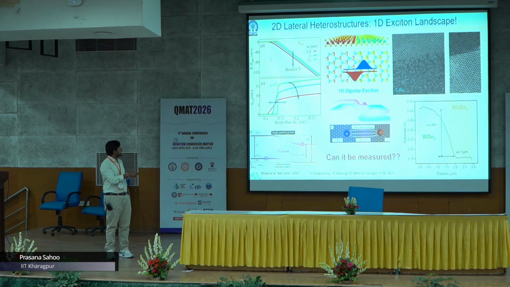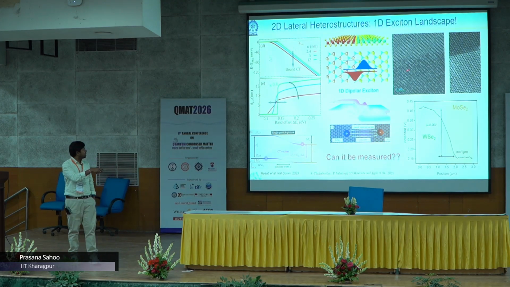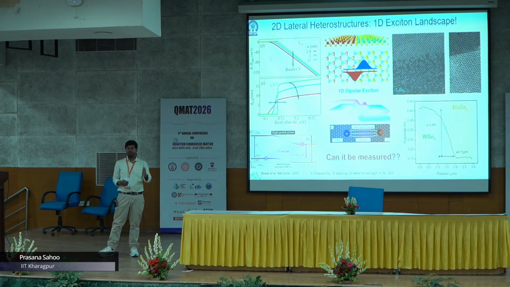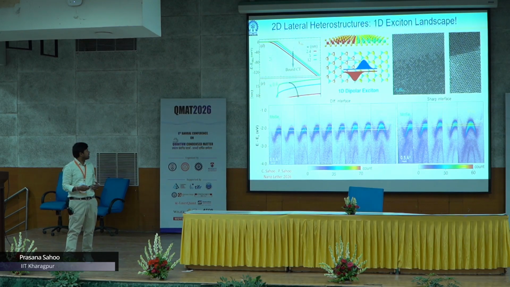So to measure that, what one needs is a very atomically sharp interface. It is very hard to achieve, but now we could get this kind of high quality lateral interface, which is less than a nanometer, shifting from the WS2 to the MoS2 domain. And we have a potential offset by Kelvin probe of more than 200 millivolt. So in that ideal condition, we can now see some interesting things.